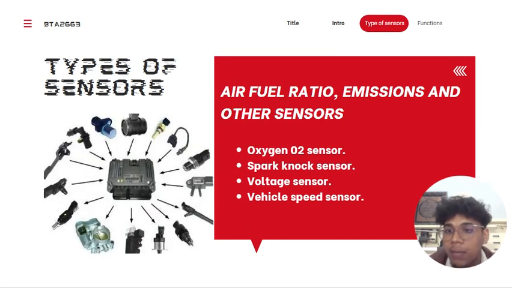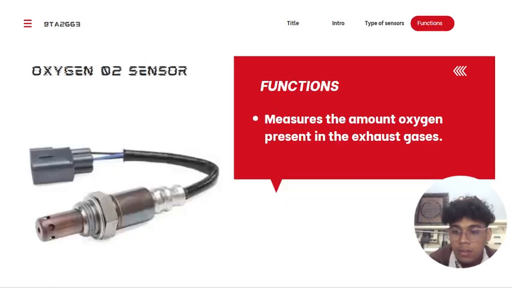Next, we look at the type of sensors, which are the air-fuel ratio, emissions, and other types of sensors. It includes the oxygen O2 sensor, spark knock sensor, voltage sensor, and vehicle speed sensor. Next is the oxygen O2 sensor. The oxygen sensor measures the amount of oxygen present in the exhaust gas.